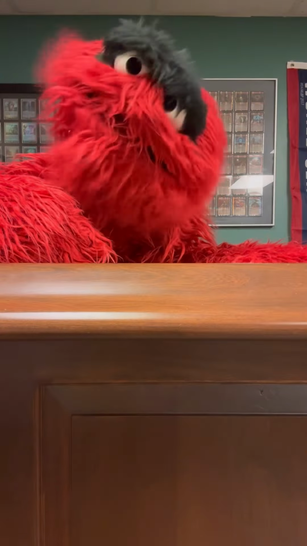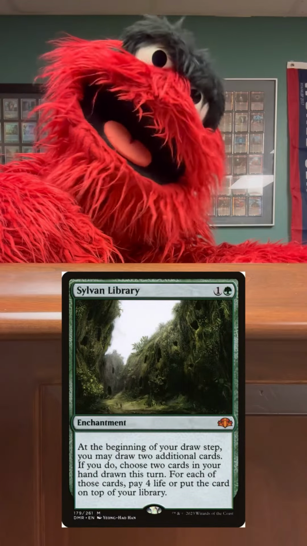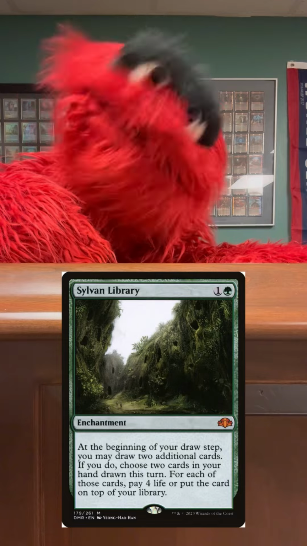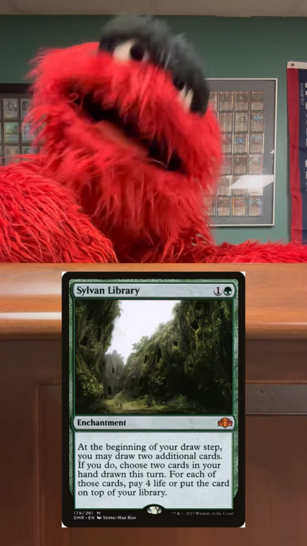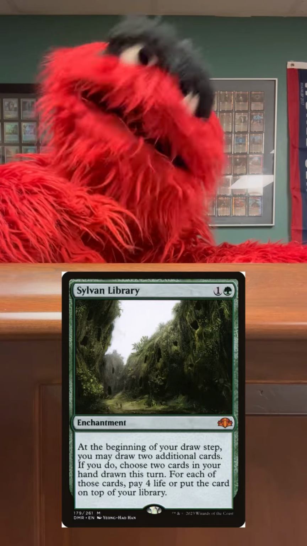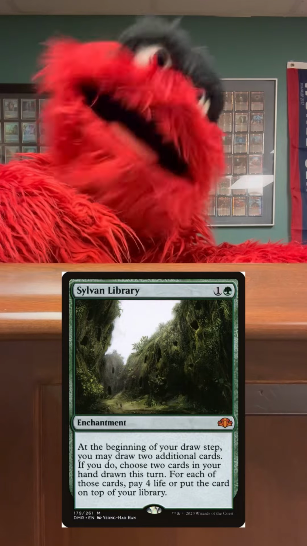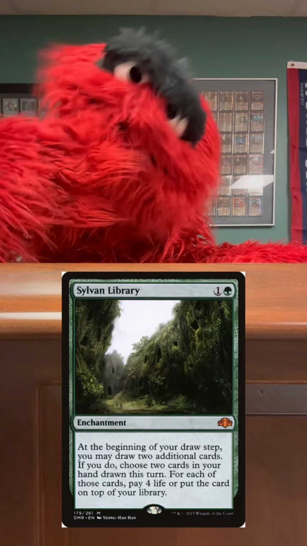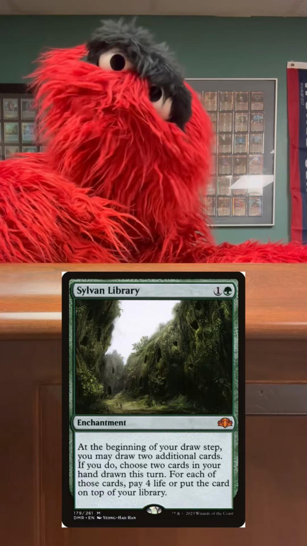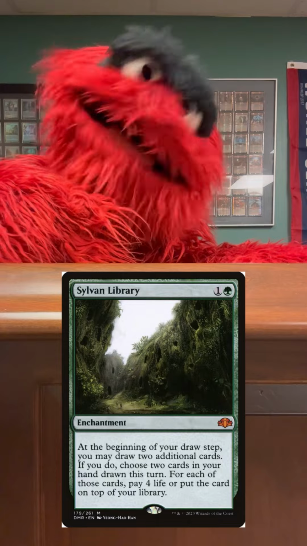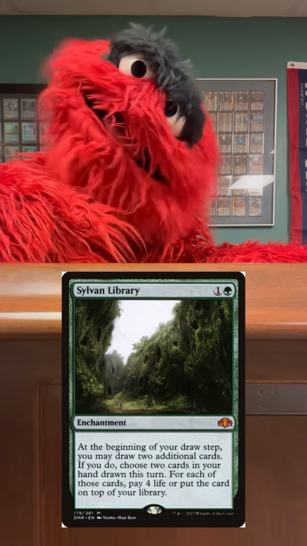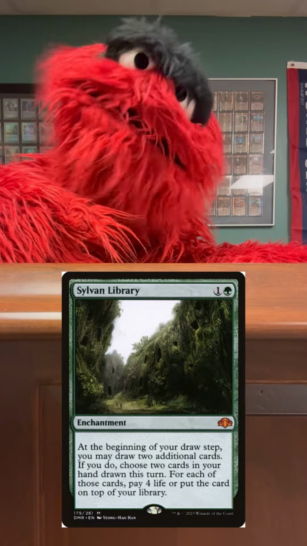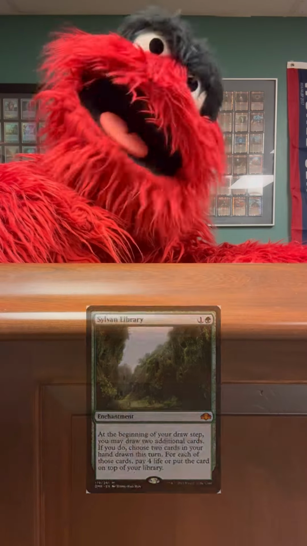The other card in this interaction is Sylvan Library. Originally printed in Legends, I think, this card says, at the beginning of your draw step, you may draw 2 additional cards. If you do, choose 2 cards in your hand drawn this turn. For each of those cards, pay 4 life or put the card on the top of your library. So on your turn, you draw your normal card for the turn, and then 2 more, and then of those 3, you'd have to put 2 back or pay 4 life for each of the 2 you don't put back.